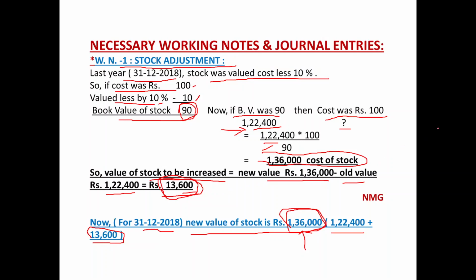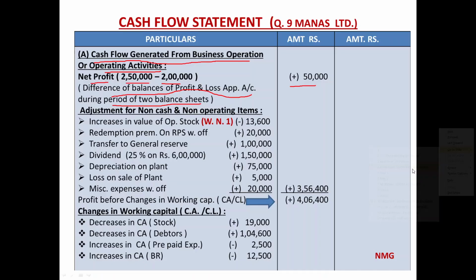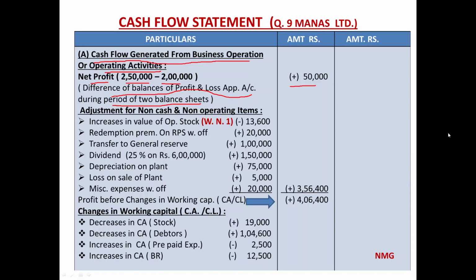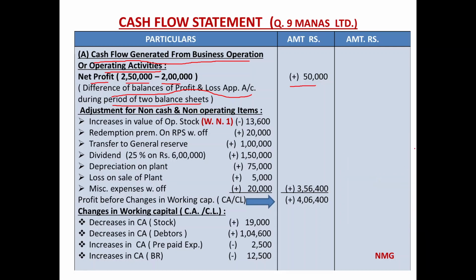So what would be the impact in the cash flow statement that we are preparing? As I told you, last year's closing stock, it is an opening stock for the current year. So if you increase the value of opening stock of the current year, ultimately what would be the impact on the net profit? Opening stock, you are going to increase the value of that opening stock of the current year by 13,600. Other figures remain the same.